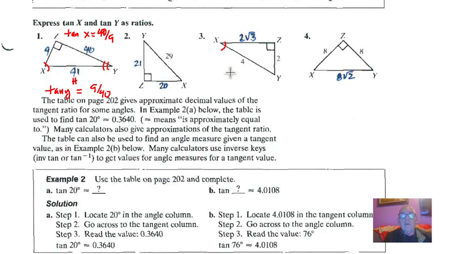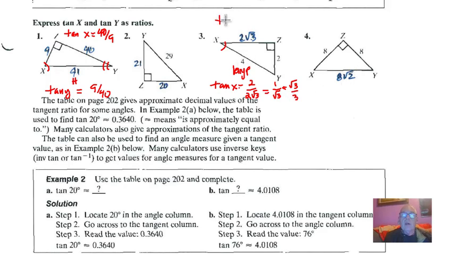Angle x. Again, now find the hypotenuse. 4 is the hypotenuse. Angle x is here. Opposite side is 2. Adjacent side is 2 root 3. So we have tan x equals opposite, which is 2 over 2 root 3. When we simplify, we get 1 over root 3. We have to rationalize it. We get root 3 over 3.